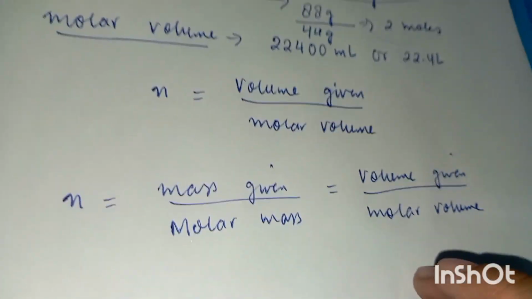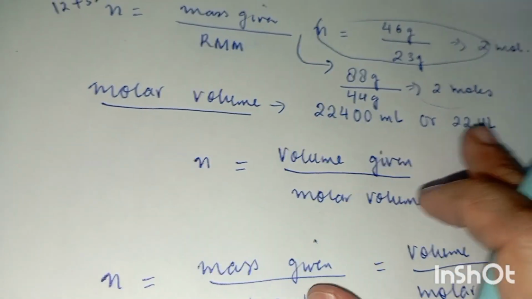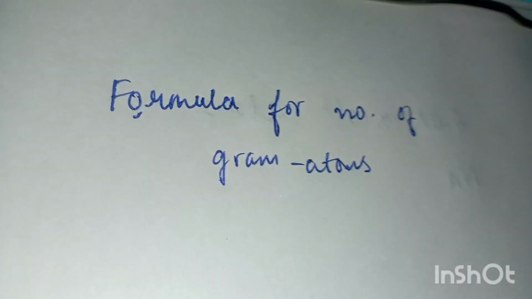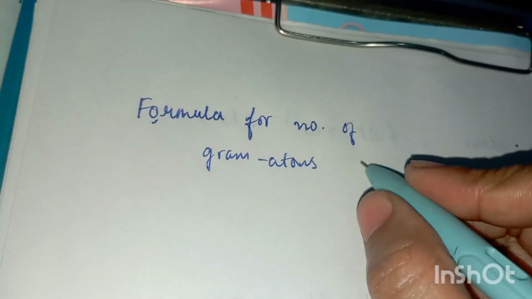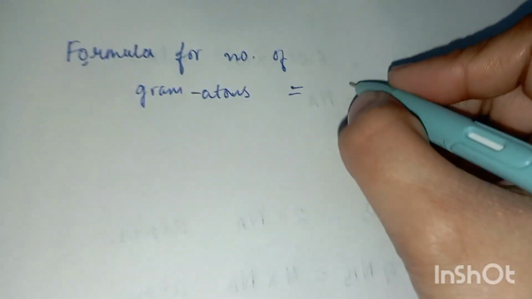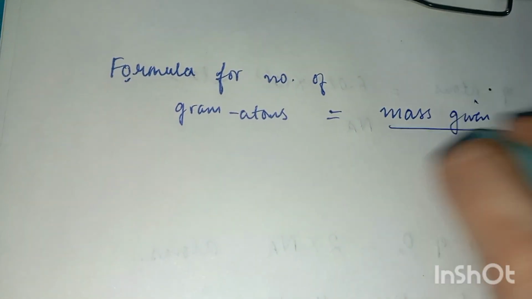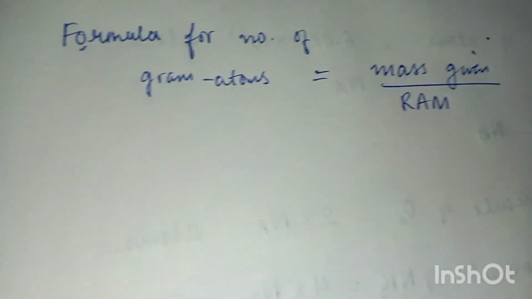Okay, and you already know the value of molar volume, 22,400 ml or 22.4 liters. Sometimes in numericals they ask for the number of gram atoms. The formula for the number of gram atoms is equivalent to mass given upon atomic mass, relative atomic mass or gram atomic mass, either you can say.